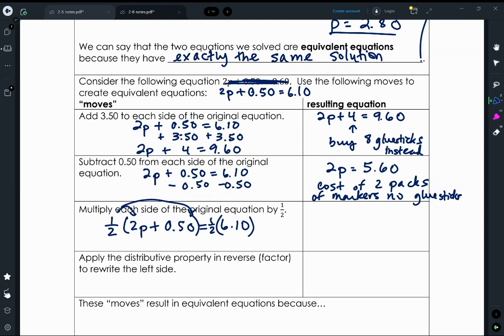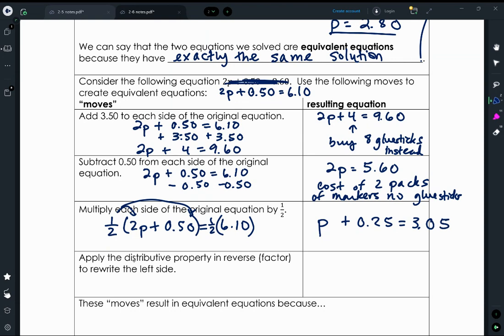So this one is not really going to have a real world application because I can't buy half a glue stick, right? So there's no real world idea here, but let's go through and see our equivalent equation. 1/2 times 2p is 1p, which is just p by itself. 1/2 of 50 cents is 25 cents, and 1/2 times 6.10 is $3.05.